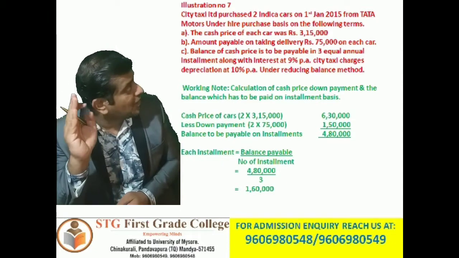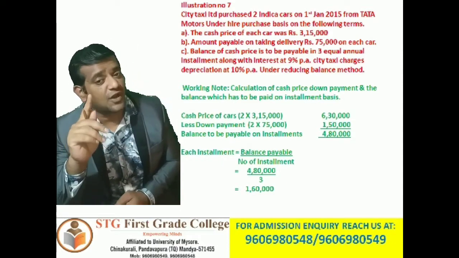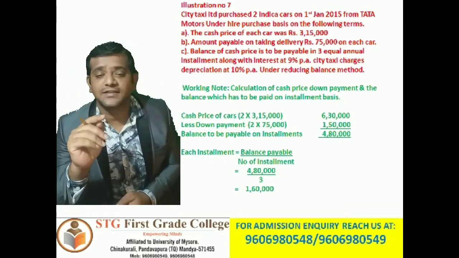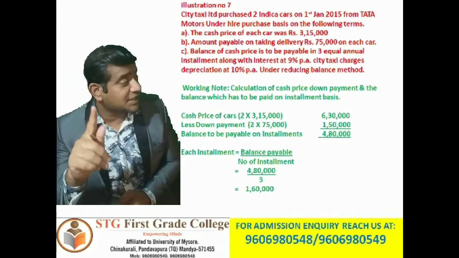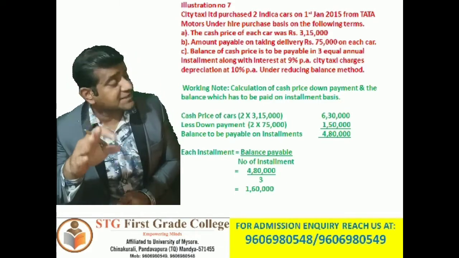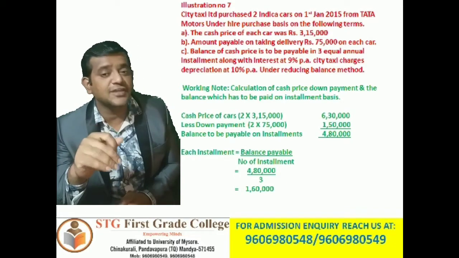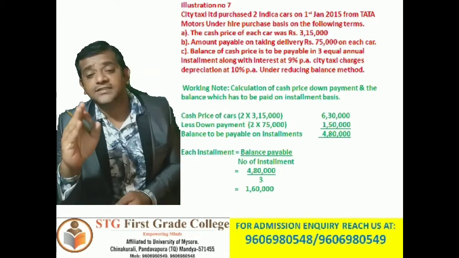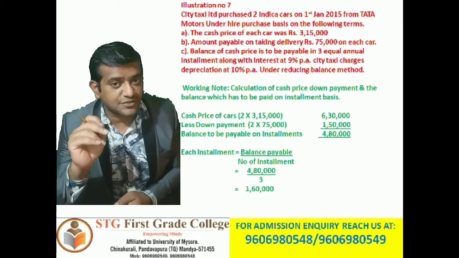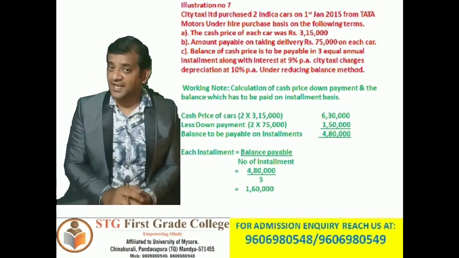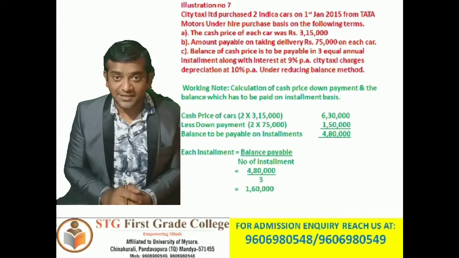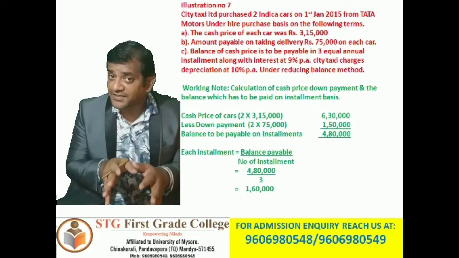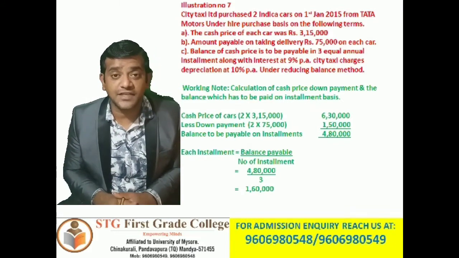Then moving on to point number C, it clearly says balance of cash price is to be payable in 3 equal annual installments along with interest at 9% per annum, and City Taxi charges depreciation at 10% per annum under reducing balance method. See, there is an interest he has given. The rate of interest is 9%. At the same time, he has given a depreciation. The rate of depreciation is 10%. Clear? So now the depreciation is charged under reducing balance method.